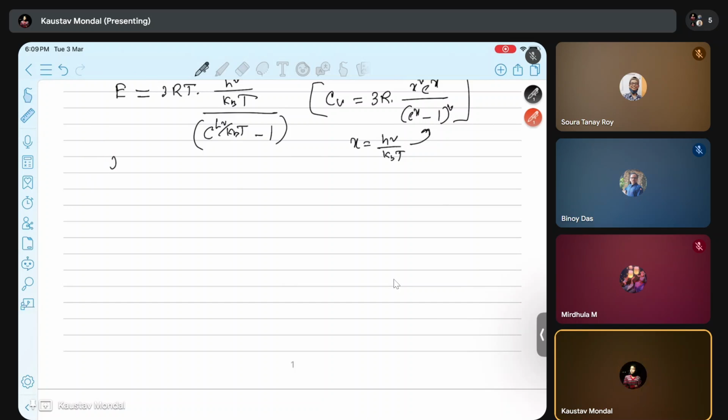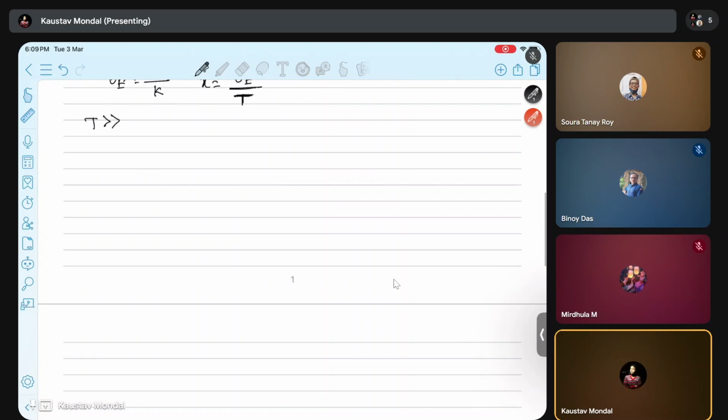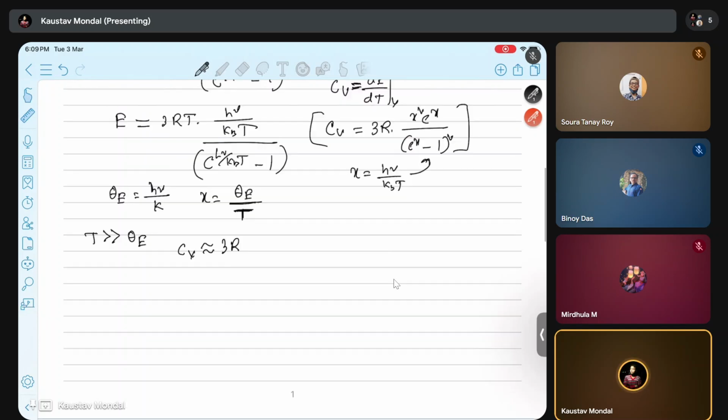Here we first defined a thing called the Einstein temperature, theta E, which is given by h nu by k. We basically write every other variable like x in terms of this Einstein temperature versus our reference temperature T, where we are observing the solid. For the high temperature case, where T is greater than theta E, we found that CV takes the value of 3R, which is consistent with the experiment.